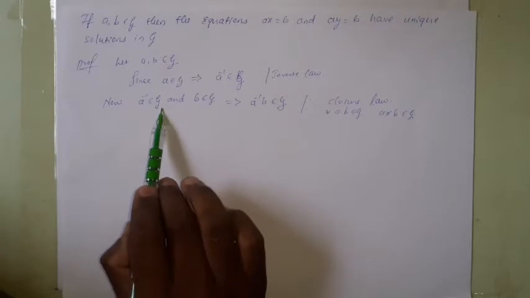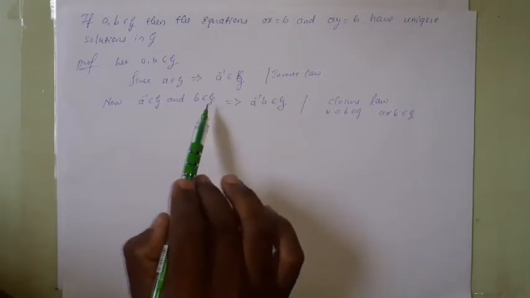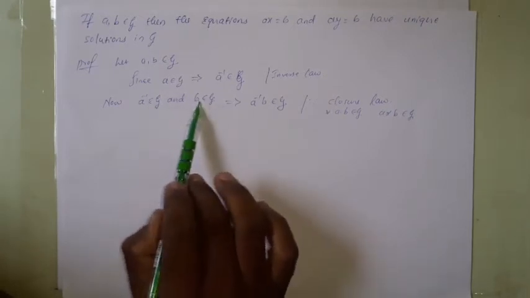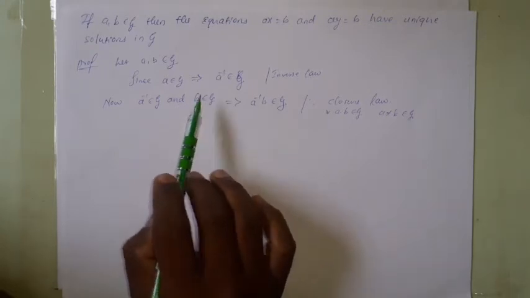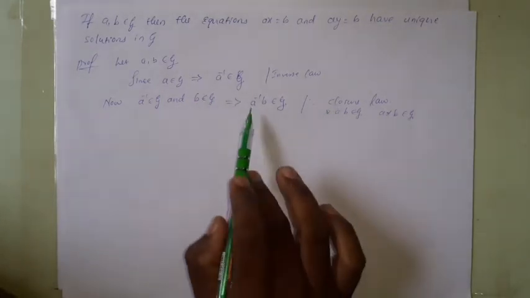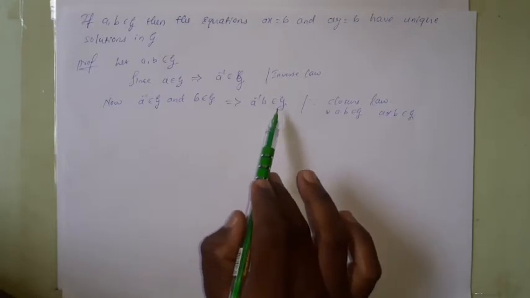Now here A inverse belongs to G and B belongs to G, means these are the two distinct elements of the group G, then by using the closure law we can write that A inverse B belongs to G.